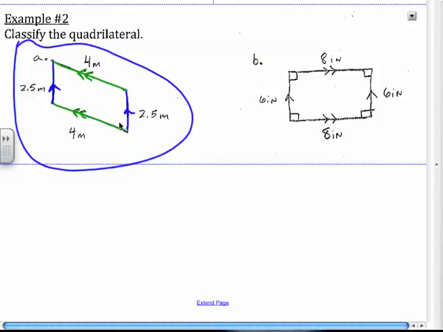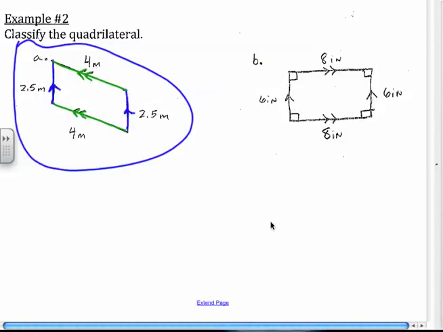The angles aren't equal. Clearly this one's smaller than this one, okay? But if all the angles were equal, then it would be a rectangle. And then for it to be a square, all the sides and all of the angles would have to be the same. None of those things are true. So for this one, it's just a parallelogram, all right? So now, let's leave that one, and let's go to B here.